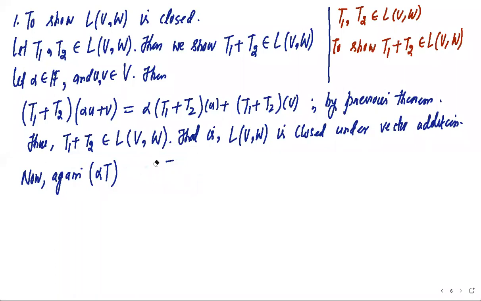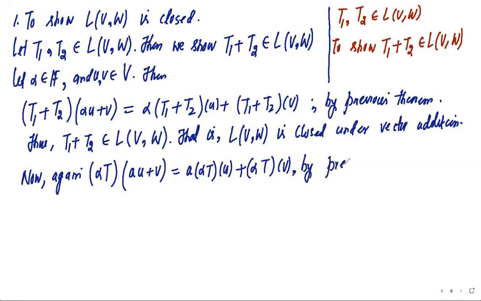Now again alpha times T of something like AU plus V. Now this is equal to by definition, ये असल में हमने ये भी प्रूव किया है प्रीवियस थ्योरम में, तो इसको यहाँ पे डायरेक्टली हम फिर से लिख सकते हैं. This is alpha times not alpha times but A times, again by the previous theorem, this A times alpha T of U plus alpha T of V, again by previous theorem.